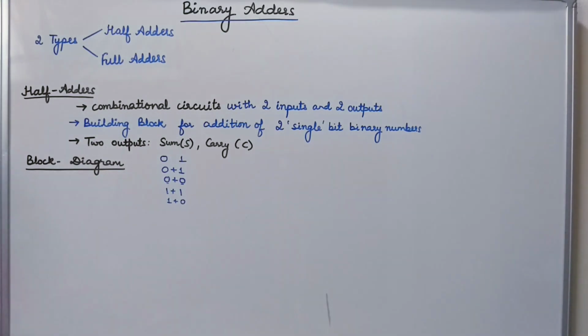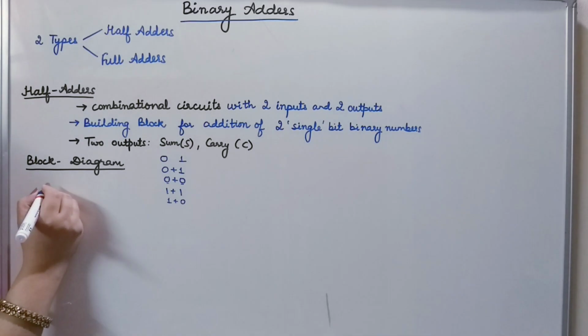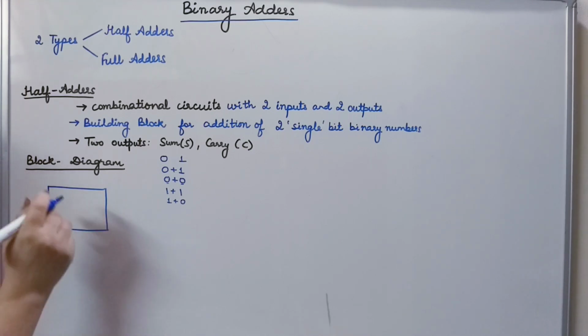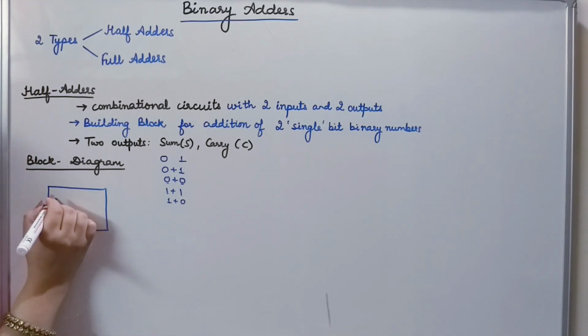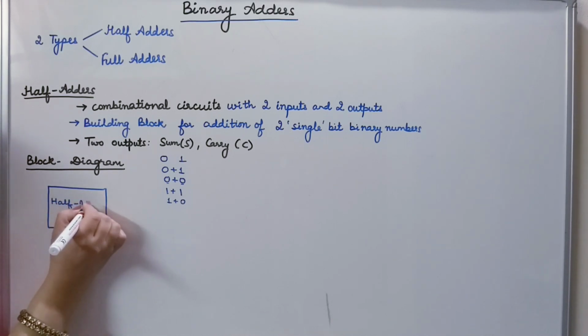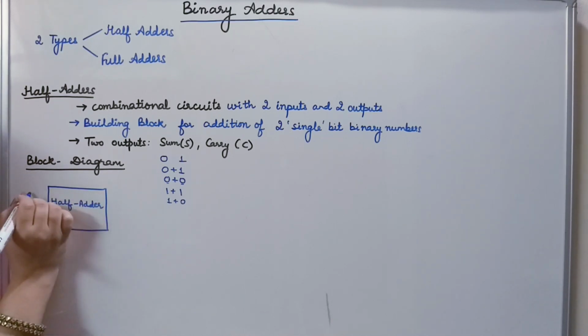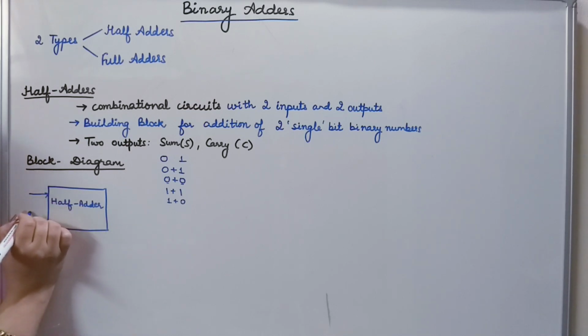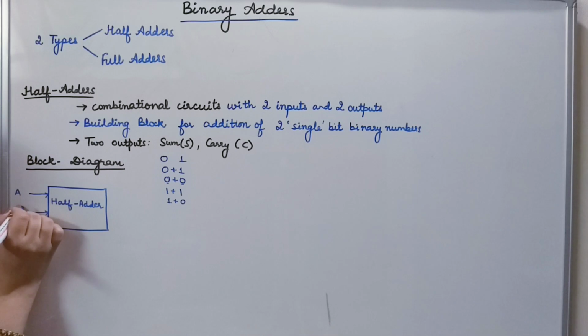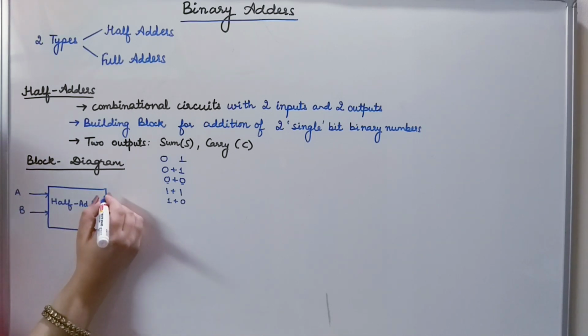What is the block diagram of a half adder? This is my half adder. I'm not taking any logic gate. It is just a general block diagram. A half adder which will have two inputs, as already mentioned. Let the two inputs be represented by A and B, and it has two outputs.